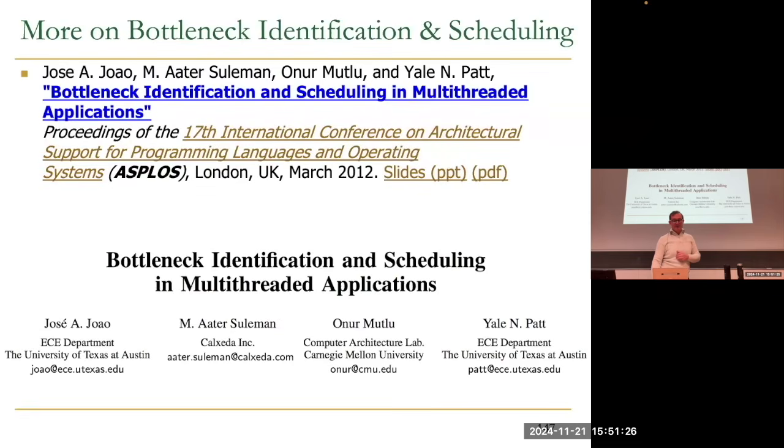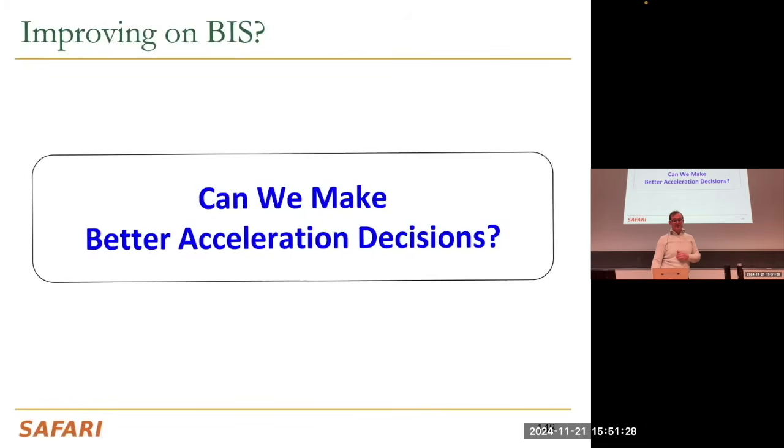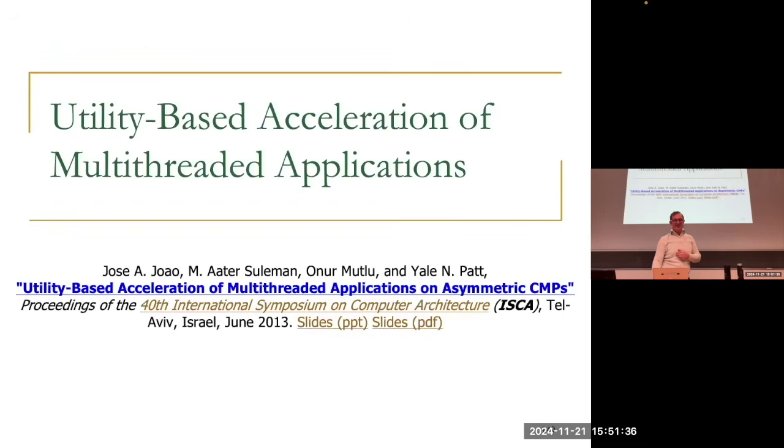This is the paper. There is an improvement over this, making better acceleration decisions. I think I'm not going to cover this. I'm going to let you study it on your own. This is utility-based acceleration. The basic idea is, I'll give you the basic idea, and then we're going to end early today, but I can take questions. The basic idea is to identify the utility of acceleration.